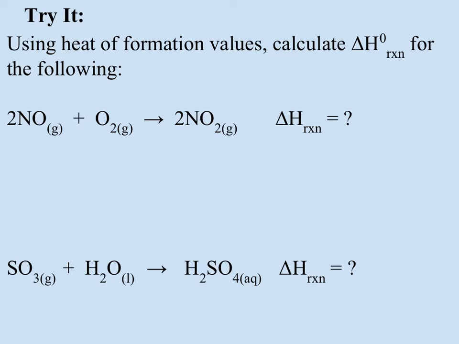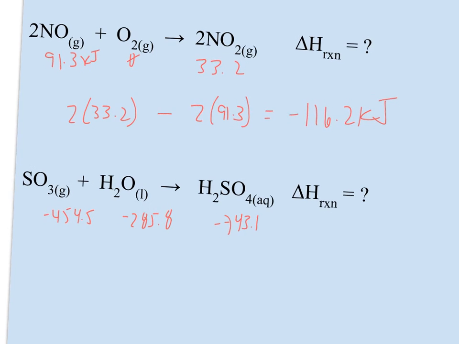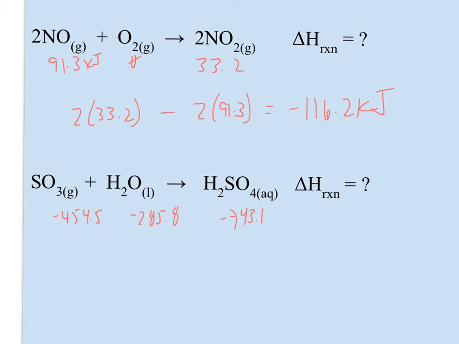My second one, I have SO3 gas, and that's negative 454.5. I have H2O as a liquid. Make sure you look up the correct value. This is negative 285.8. And then I have H2SO4, which is aqueous, and that's negative 743.1. So let me just scroll up here so I have some room to work. Fortunately, this is a 1-to-1-to-1 equation, so this makes it pretty simple.